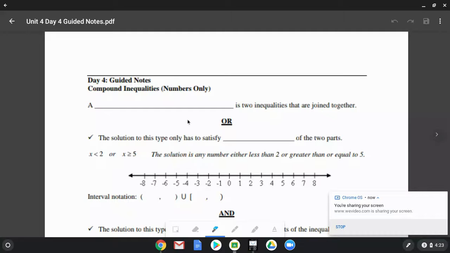All right, here we go. Unit 4, day 4. We got some compound inequalities again. So that's this first blank spot here. That says a compound inequality is two inequalities joined together. And we're talking about a compound inequality.